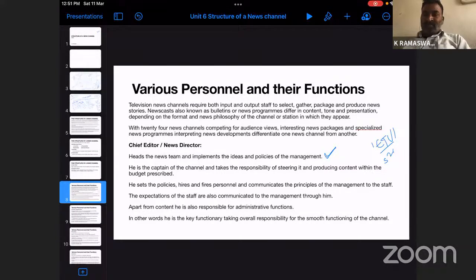But other than politics, there are also a number of stories. Every news channel does not depend only on political news. There may be a number of stories, like human interest stories, entertainment stories, policies and updates, environmental issues, different segments. This will be decided by the news director, that means the chief editor, the editor-in-chief.